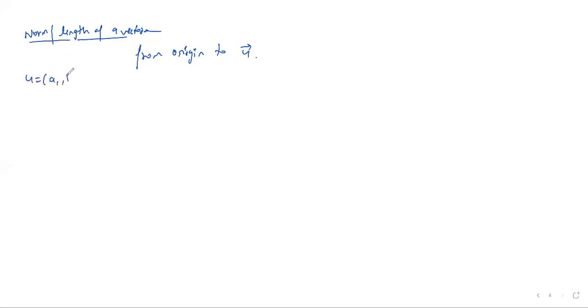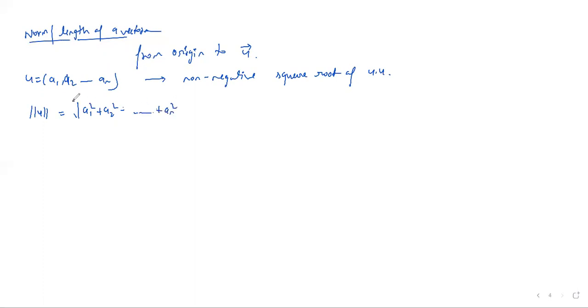I have vector u with a1, a2 to an. Then the norm or length of a vector is the non-negative square root of u dot u, and it is represented as norm of u. This is the length. Now the length of u equals the root of a1 square plus a2 square up to an square, which is u dot u. So from this we can say that the norm of u is 0 if u equals 0, that is, the length of the vector is 0 if the vector is 0.